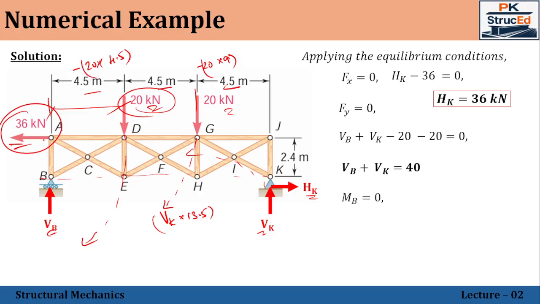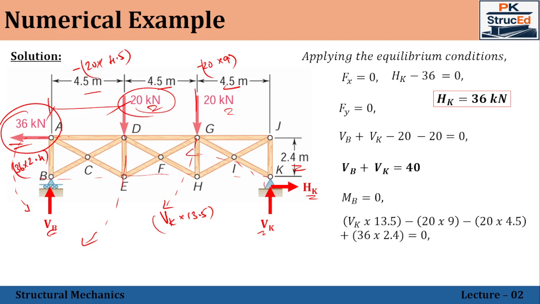Right. The final thing is that for the 36 kilonewton, the line of action is not passing through the point B. Therefore, this also will create a moment about the point B. That tends to rotate in the anti-clockwise direction about the point B, so that value will be a positive one. So 36 into the vertical distance between A and B, which is 2.4. So 36 into 2.4.